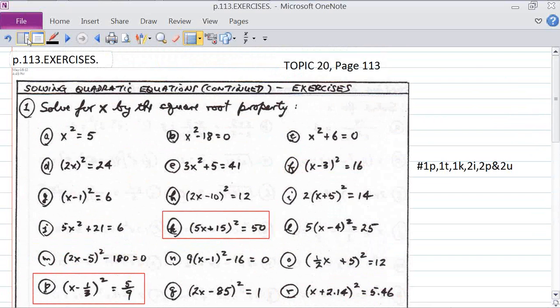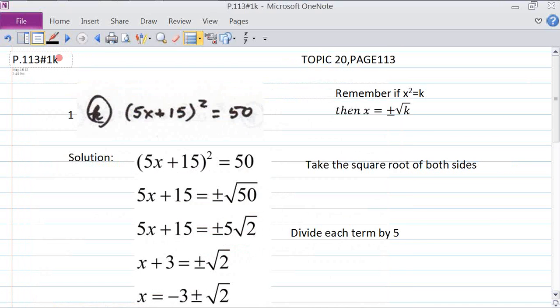So let's get started and start with 1K, which is (5x + 15) squared equals 50. And here we remember that if x squared equals k, then x equals plus or minus the root of k. So we take the square root of something that's squared, as we do over here. We take the square root of both sides. We're left with 5x plus 15 from here. We take the square root of this, and going from here to here, we take the square root of 50, we get plus or minus root 50.